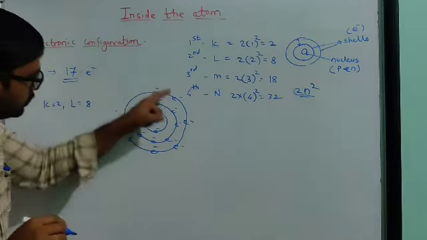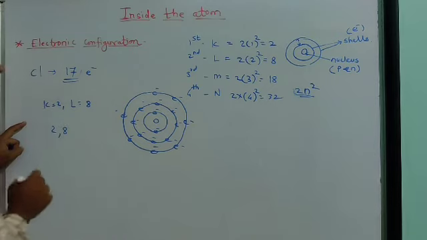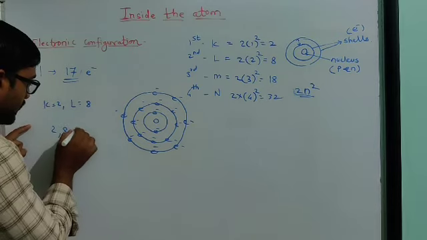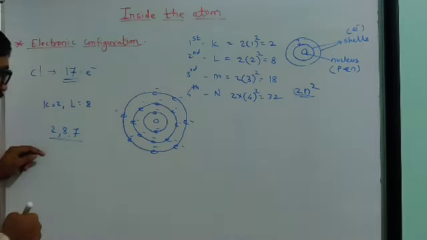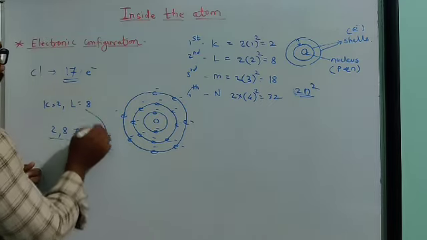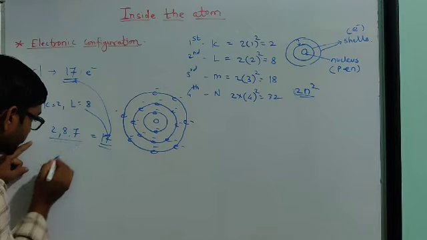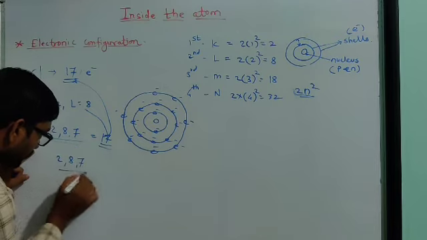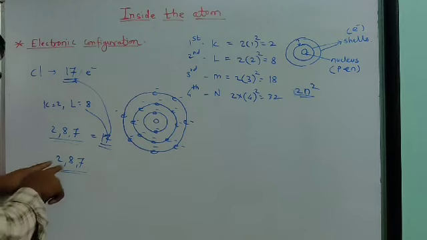Okay, so now in the first K shell 2 electrons are there, then in the L shell 8 electrons are there, and in the M shell 7 electrons are there. If we add these numbers, then it will be equal to 17. Look at chlorine's electrons given: 17. So this is the electronic configuration of chlorine, 2 8 7. In the same way, in numbers, you have to write the electronic configuration of any element.